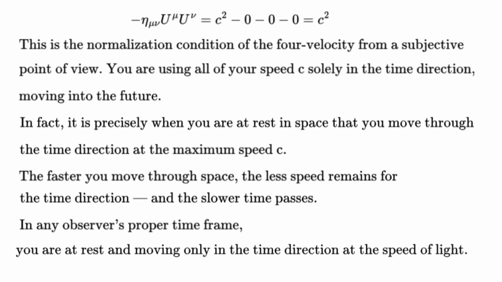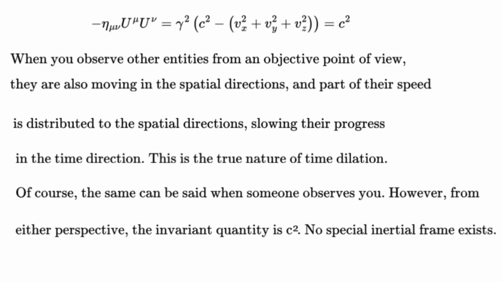This is the normalization condition of the four-velocity from a subjective point of view. You are using all of your speed c solely in the time direction moving into the future. In fact, it is precisely when you are at rest in space that you move through the time direction at the maximum speed c. The faster you move through space, the less speed remains for the time direction, and the slower time passes. In any observer's proper time frame, you are at rest and moving only in the time direction at the speed of light.